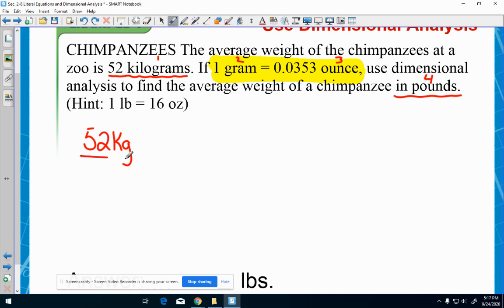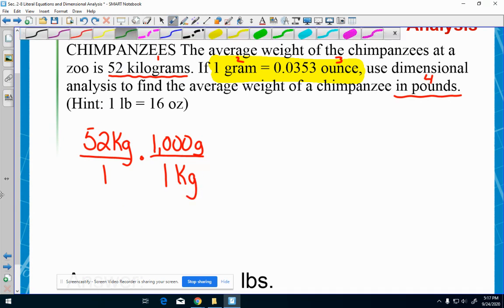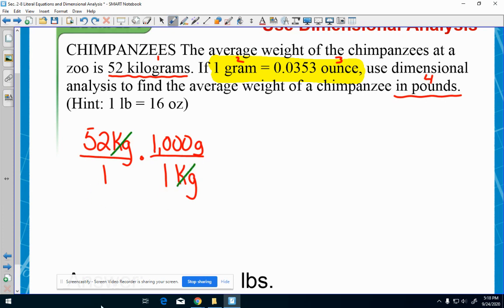And if you know from science, there are 1,000 grams in a kilogram. Now, I'm going to write that in this location here as follows. 1,000 grams is the same as 1 kilogram. Now, the reason I put the grams on top and the kilograms on the bottom is because if I have the same unit on both the top and the bottom, I can cancel them out.